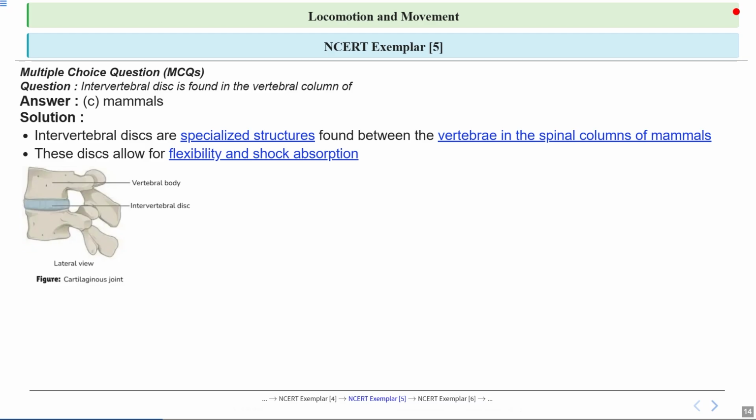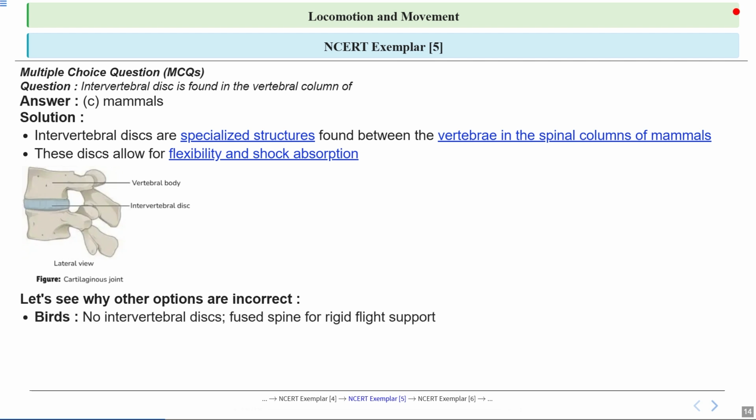So that's why the correct option here is option number C, because intervertebral disc is found in the vertebral column of mammals. Okay. Now let's see why other options are incorrect. First, talking about birds, they have a fused spine without intervertebral disc, which provides a rigid structure to support their flight. This adaptation helps in creating a strong, lightweight skeleton that is essential for efficient flying, as it reduces flexibility in the backbone and allows for better control and movement of the wings during flight.